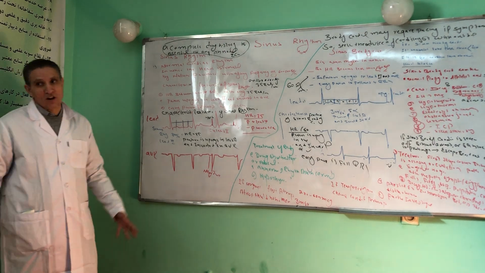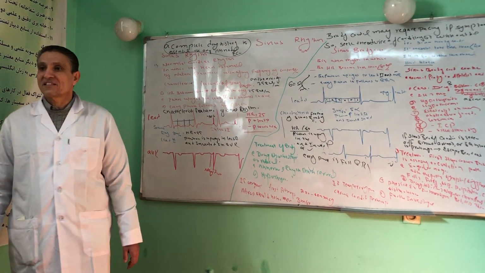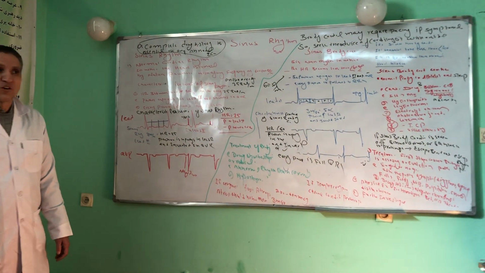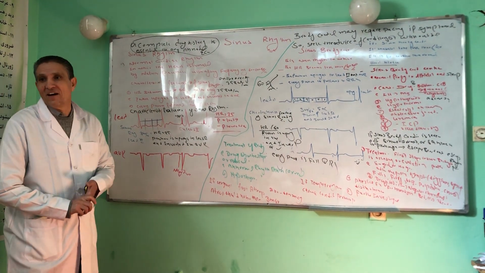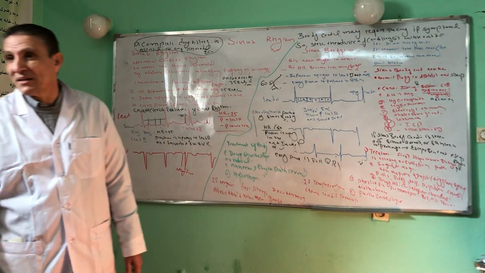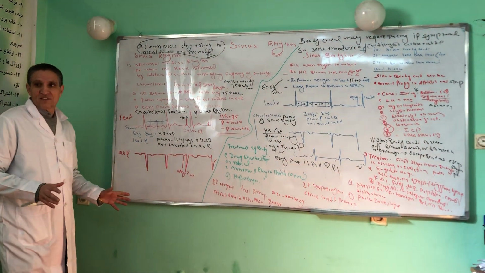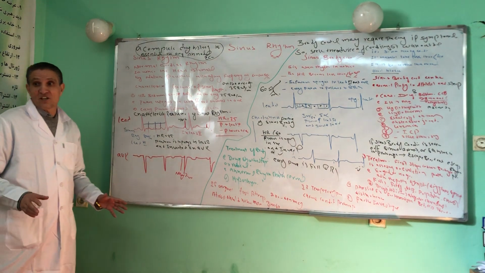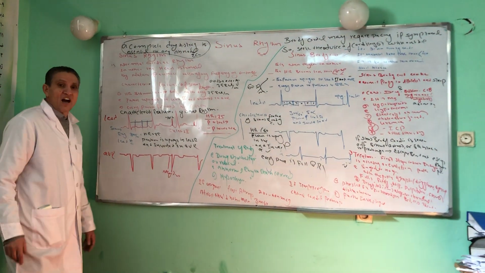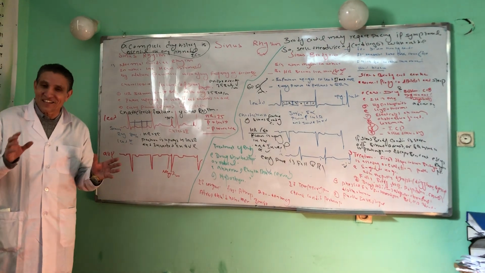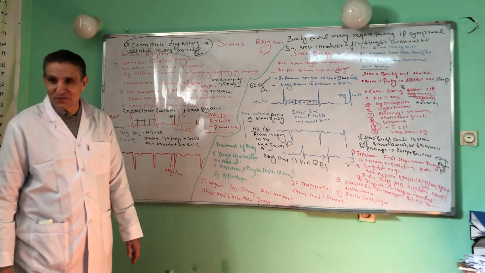Again, sinus rhythm is a normal cardiac rhythm in which the heart is stimulated by the natural pacemaker, I mean the SA node, with a firing frequency of 60 to 100 beats per minute, on the average 75 beats per minute. The characteristic features or key points of the ECG of sinus rhythm: the first thing, the heart rate is between 60 to 100 beats per minute.